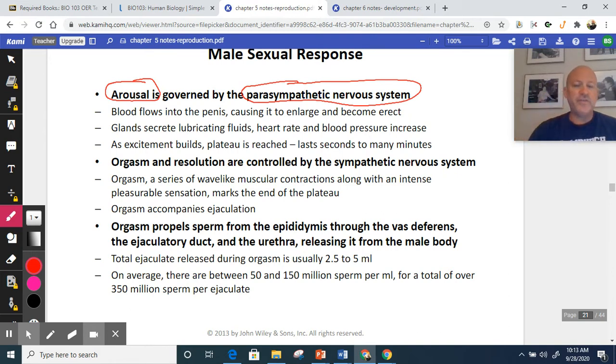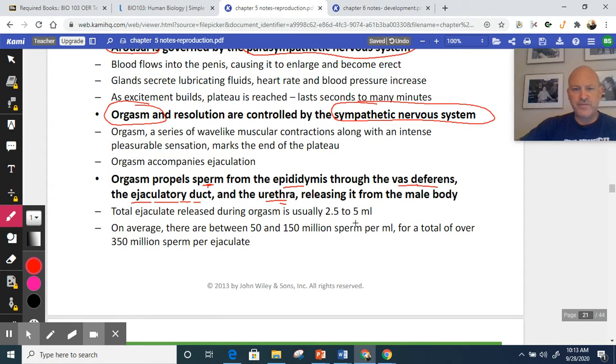These changes are governed by the sympathetic division of the nervous system. Okay. As one is actually experiencing orgasm, the sperm cells will be propelled from the epididymis through the vas deferens, through the ejaculatory duct, down the urethra, and then until it is released, somewhere between 2.5 and 5 milliliters.